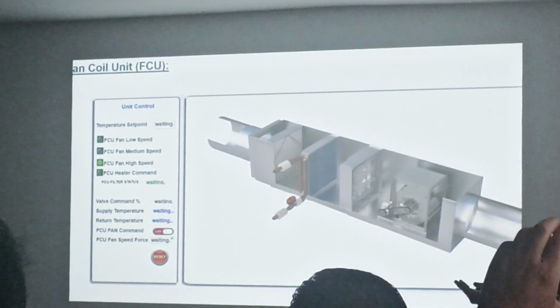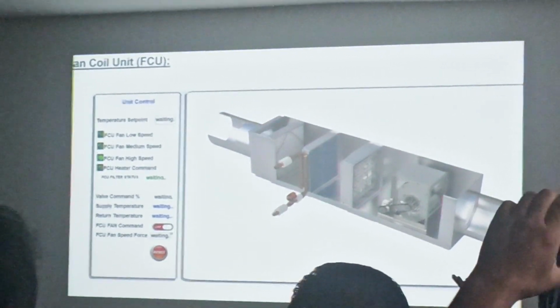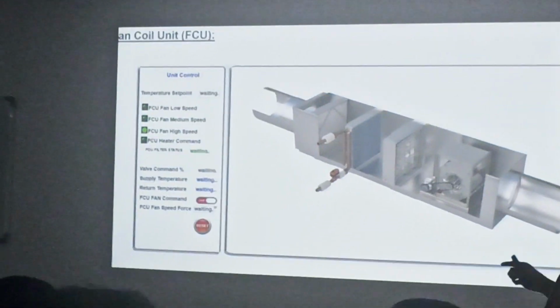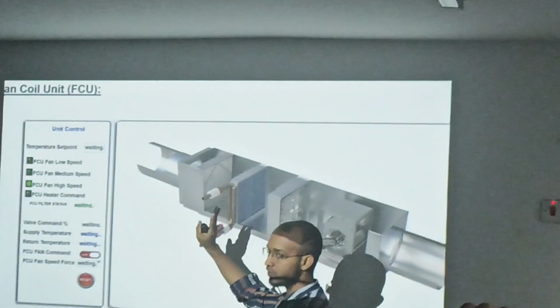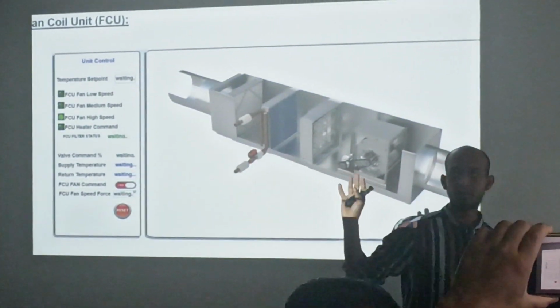There is no sequence of mismatching. What would the mismatch be? Because you don't have set points and limits available. You have only one set point for temperature. That's it. Is there any other limit?